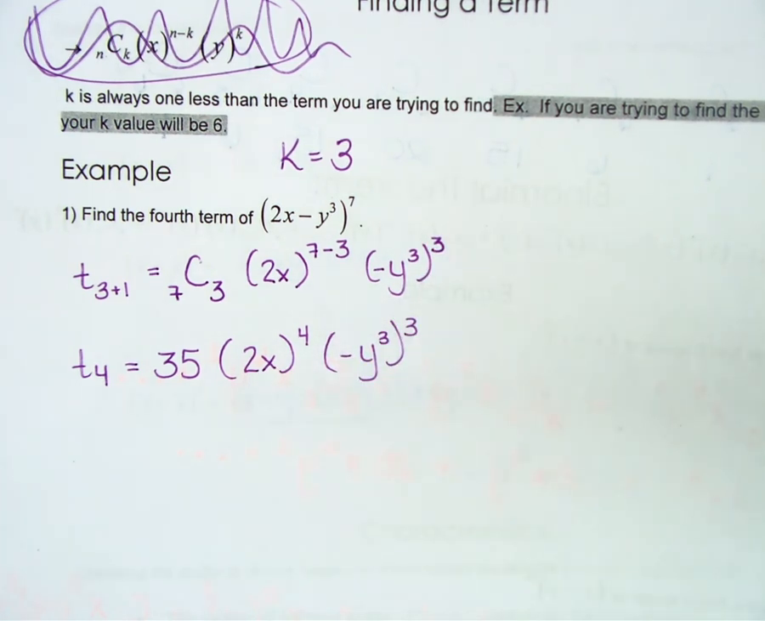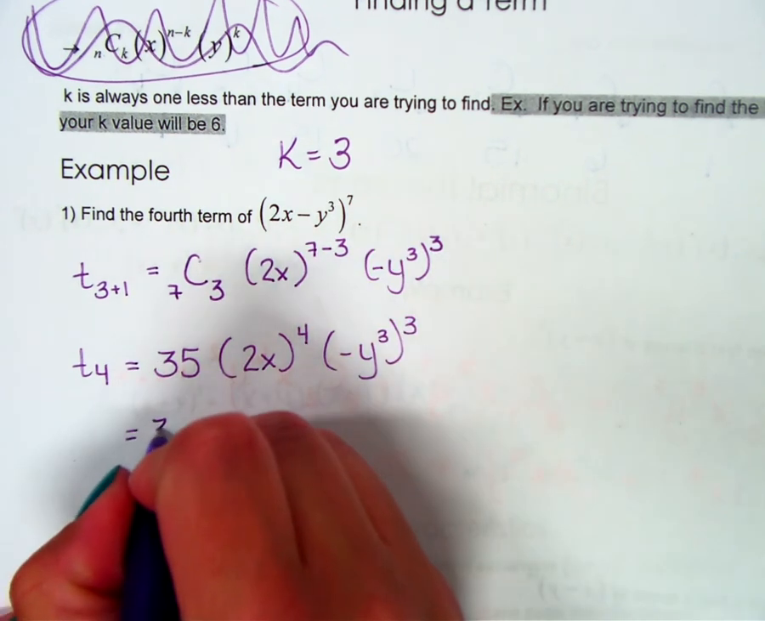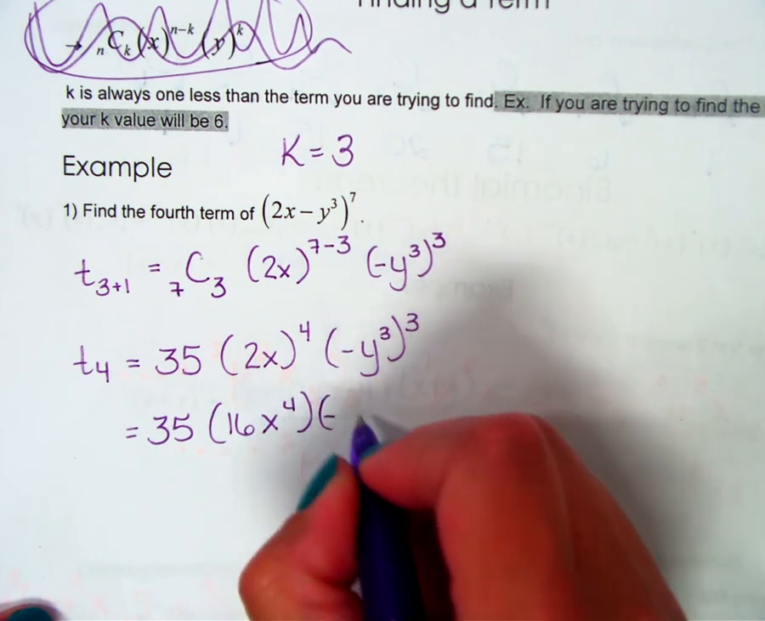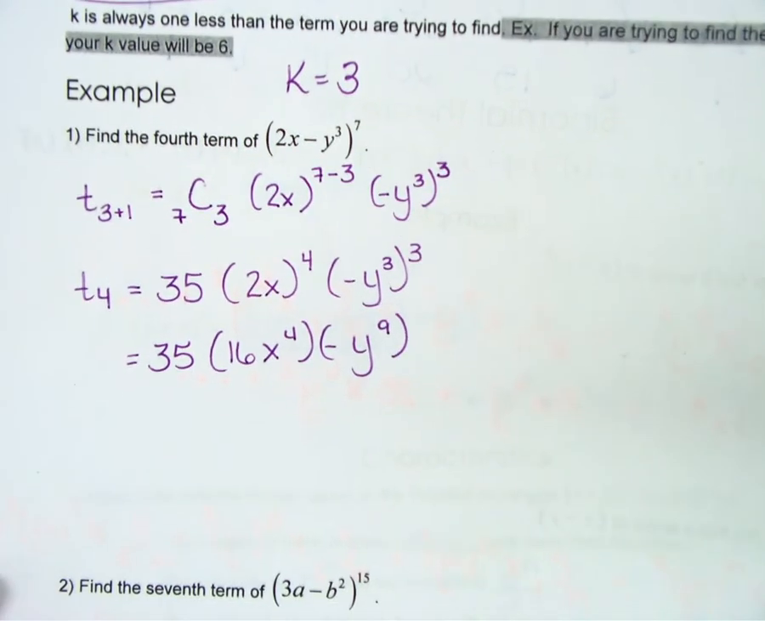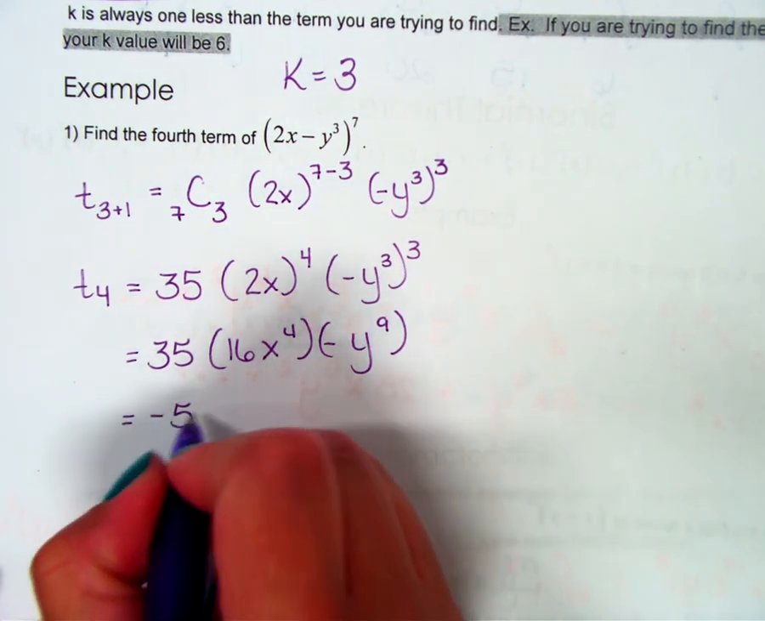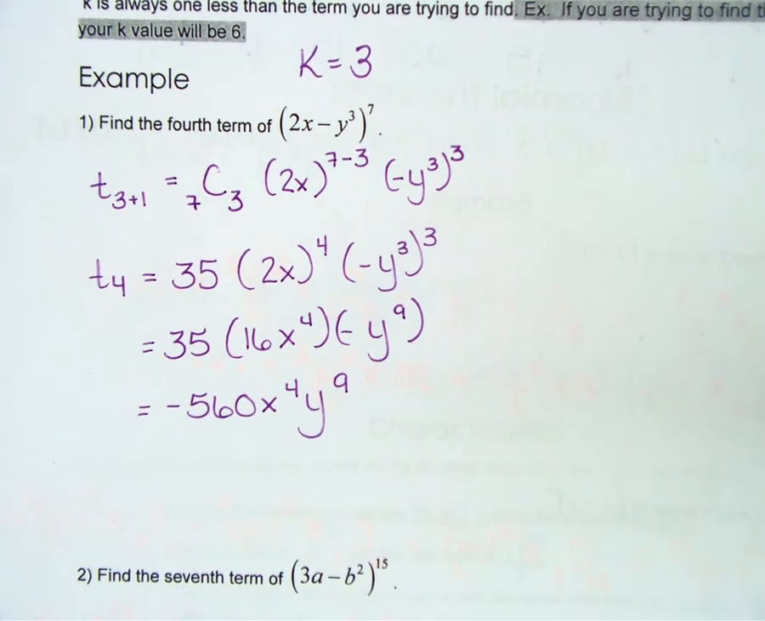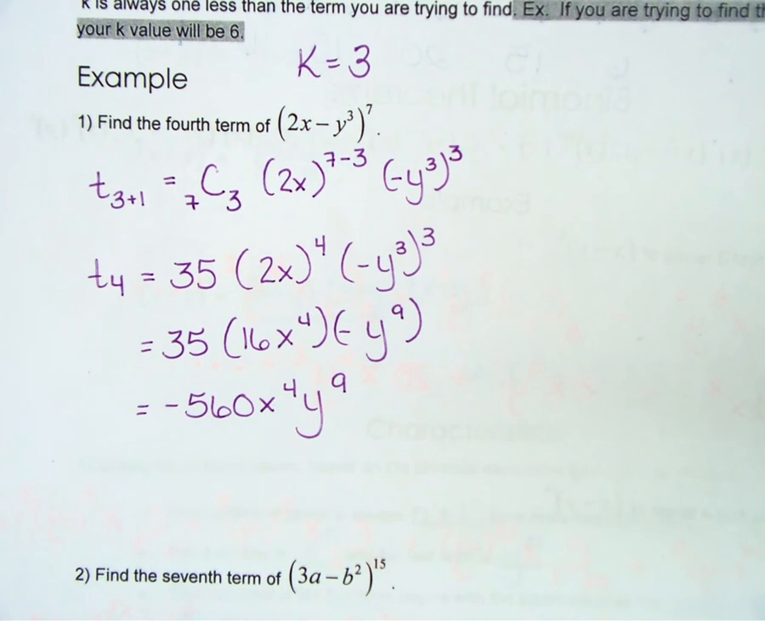Okay, what do you anticipate with the y? Is it going to be positive or negative? Negative. So we anticipate that the fourth term is going to be negative in this binomial expansion. Okay, so we have 35, 16, x to the exponent 4, and negative y to the exponent 9. You've got to know exponent rules as well. We put it in the front. It's right there. It just moves to the front.